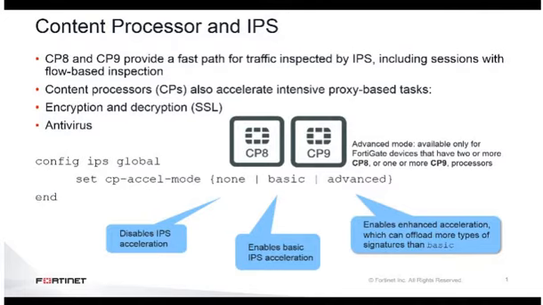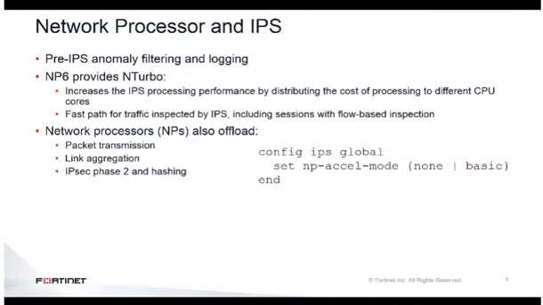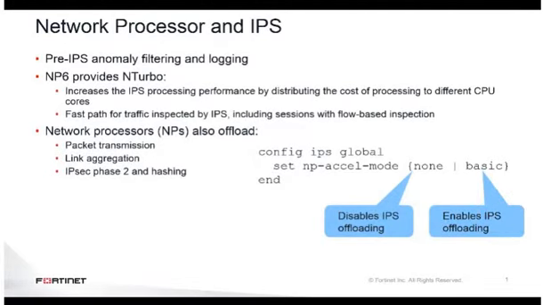CP8 and CP9 provide a fast path for traffic inspected by IPS, including sessions with flow-based inspection. CP processors also accelerate intensive proxy-based tasks, encryption and decryption, SSL, antivirus. Network processors, NPs, provide the following features: pre-IPS anomaly filtering and logging, packet offloading, link aggregation, IPsec encryption and decryption.